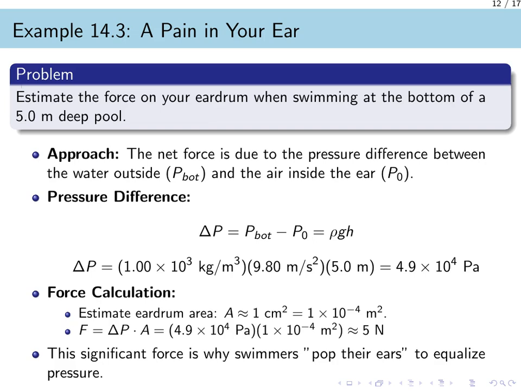Next, to find the force, we multiply this pressure difference by the area of the eardrum. We can estimate the eardrum's area to be about 1 square centimeter, which is 1 times 10 to the power of -4 square meters. Multiplying this pressure by this small area gives a force of approximately 5 newtons. This force is roughly the weight of a 1-pound object, which is quite significant for such a delicate membrane. This calculation explains why swimmers feel discomfort and need to pop their ears to equalize the pressure on both sides of the eardrum.